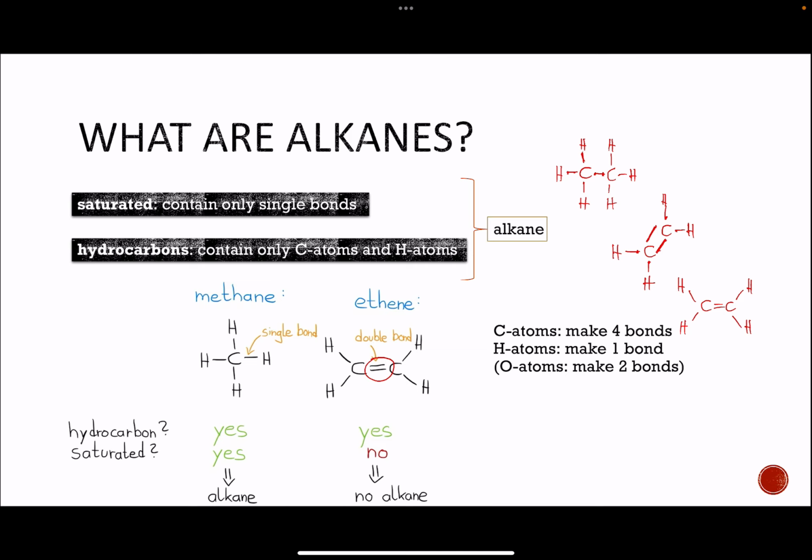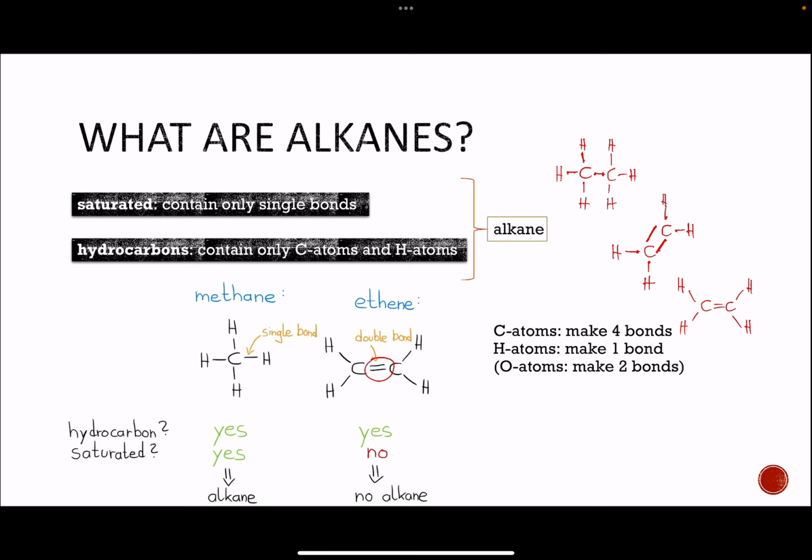I also want to introduce to you guys a very useful rule with which you can check whether a displayed formula that you may be asked to draw is correct or not. And this is that carbon atoms in organic chemistry always make 4 bonds, hydrogen atoms always make 1 bond, and later on when we also introduce compounds with oxygen, atoms will make 2 bonds.